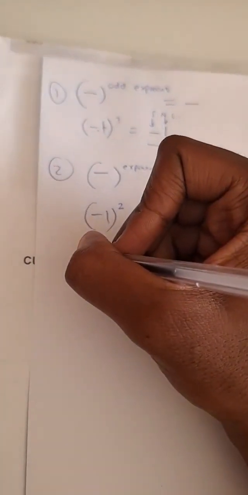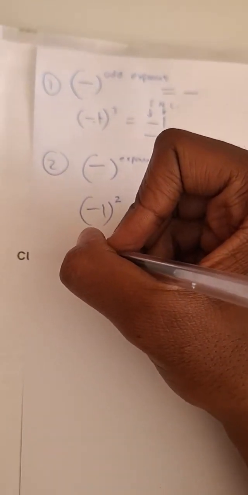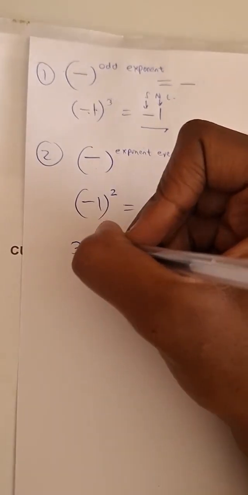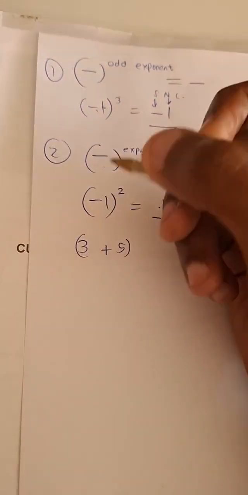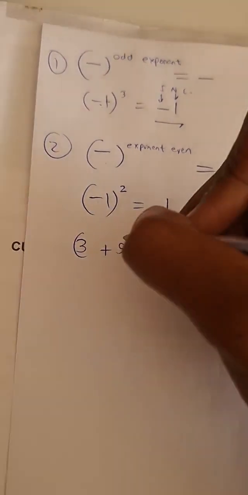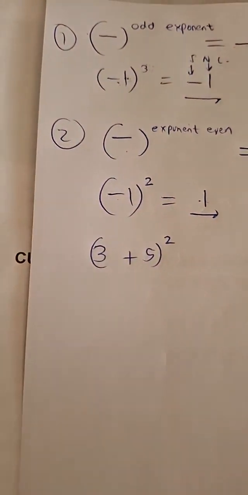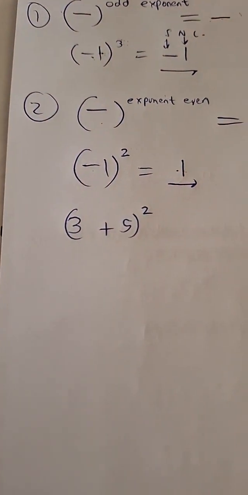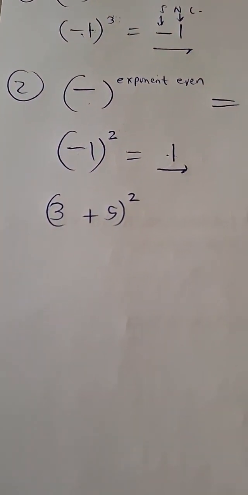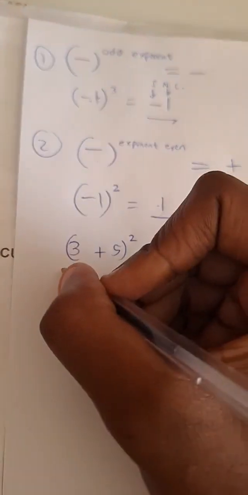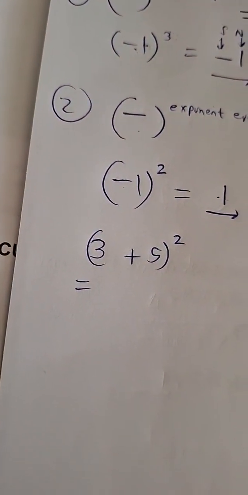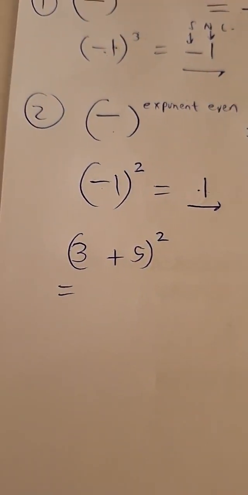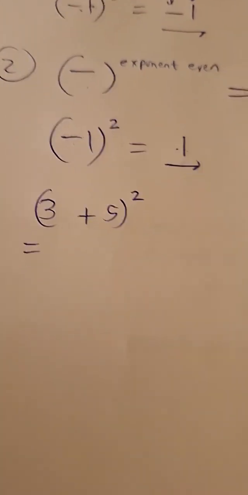But before that, here's something interesting. I just want to check. 3 plus 5, the whole thing squared. Can someone let me know how we would do this problem? 3 plus 5, the whole thing squared. What would we do here?